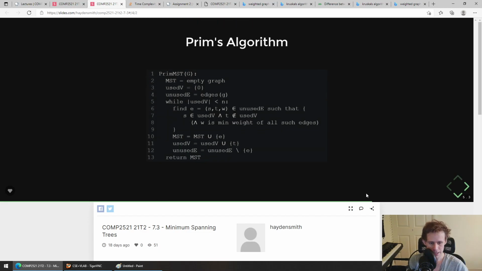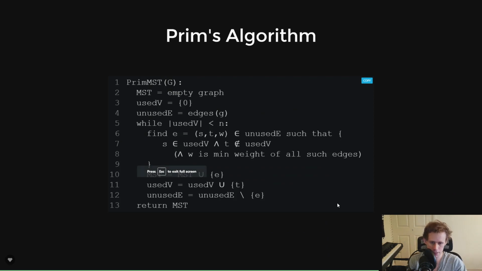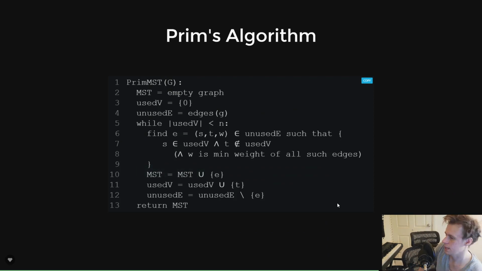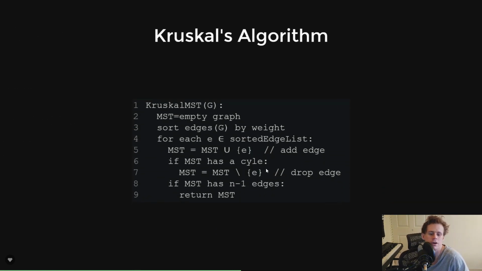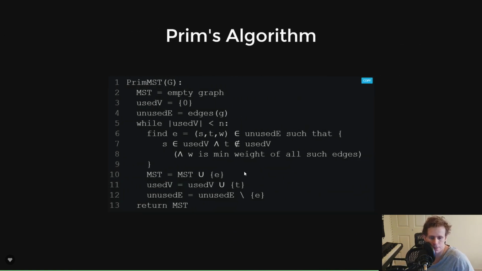Now, the algorithm for this, I mean, it looks slightly weirder, but at least there's no cycle checking. Because with Kruskal's, there was a casual line that's like, oh, just check if there's no cycles. And it's like, well, that's not trivial. Whereas this algorithm doesn't have any massive delegated steps to it.